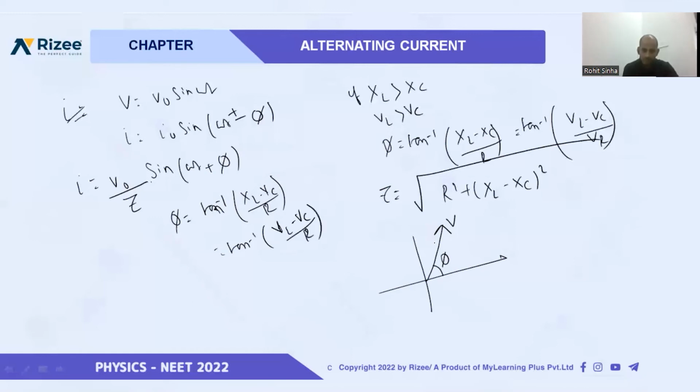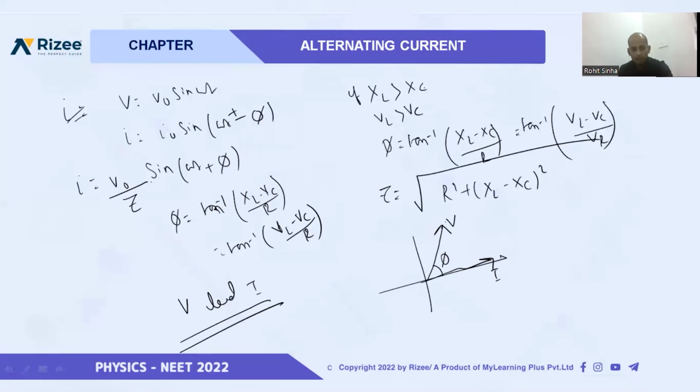Or we can say here, this was the net voltage and this was the direction of current. We will say here that if VL is greater than VC, XL is greater than XC, we can say that voltage is leading current. Okay, this is for VL greater than VC.